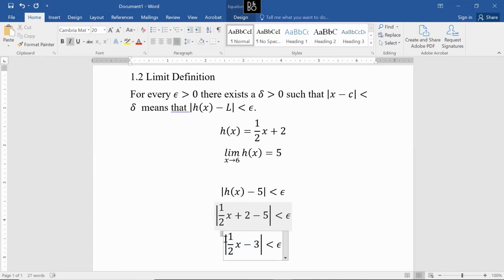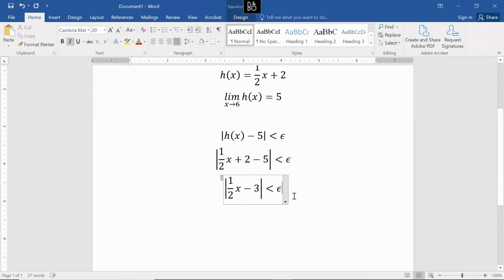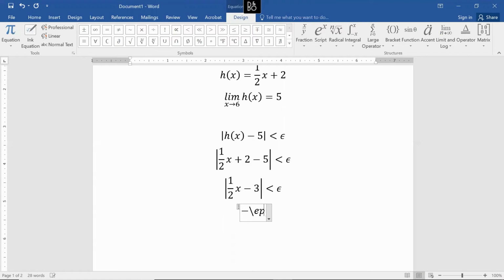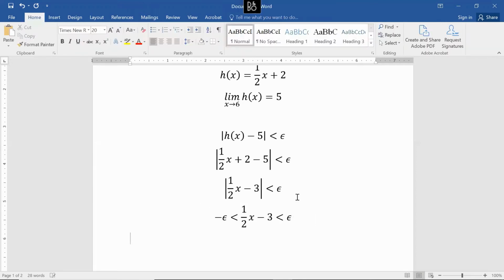Now again, the longhand version, I'd have to go positive epsilon, negative epsilon. If you wanted, you could do a shorthand version where you just multiply both sides by 2. Since I did the shorthand version in the last problem, I'm going to do the longhand version in this problem. So we take negative epsilon less than 1/2 x minus 3 less than positive epsilon. Then we'd add 3 to both sides.